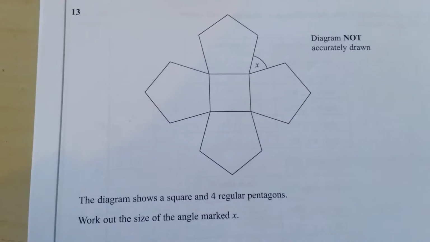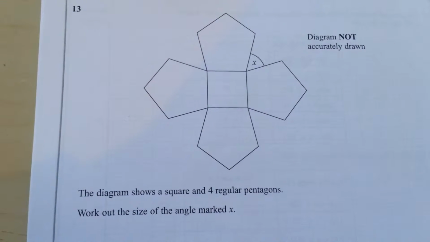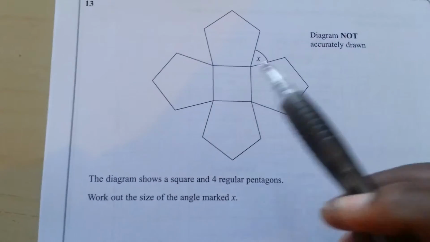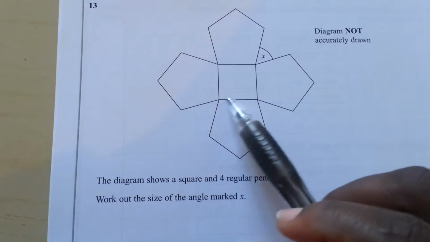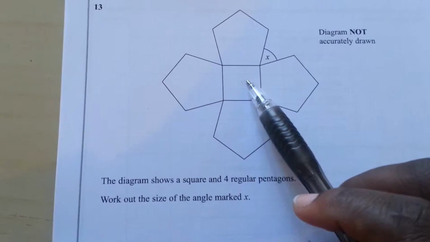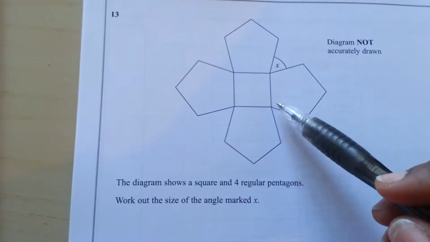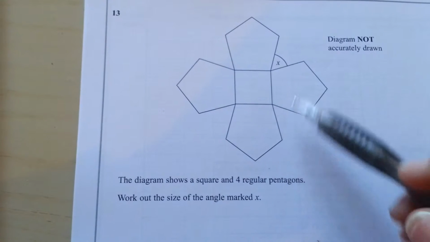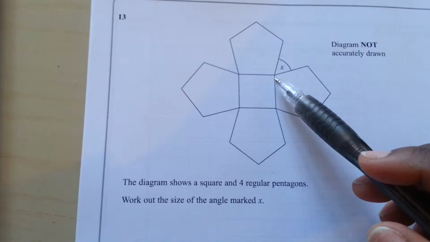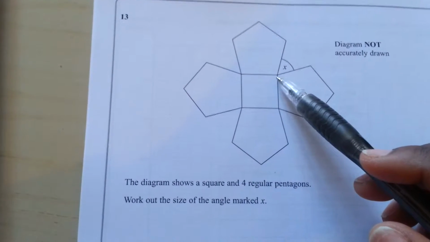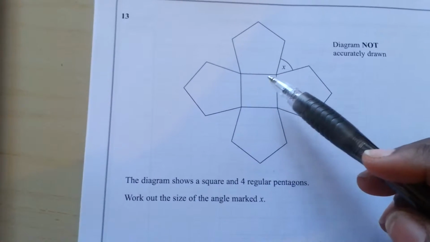Now this question says that this diagram shows a square and 4 regular pentagons. Now if you look at the center of this diagram, you see a square. So these are all pentagons. They are called regular pentagons because all the angles are equal and all the sides are equal. Okay, they are like regular polygons.